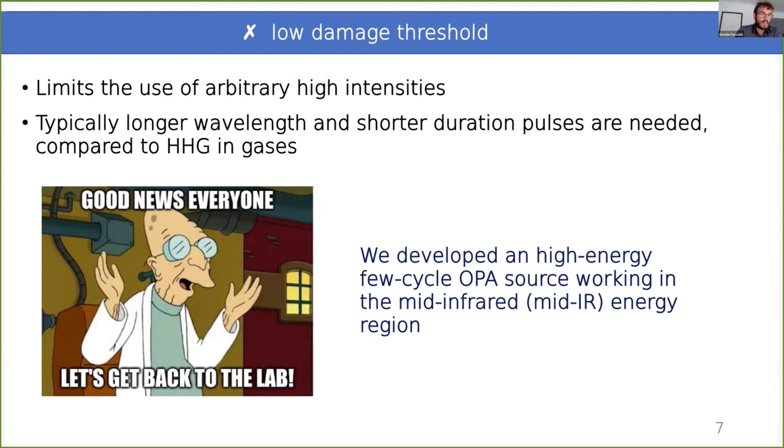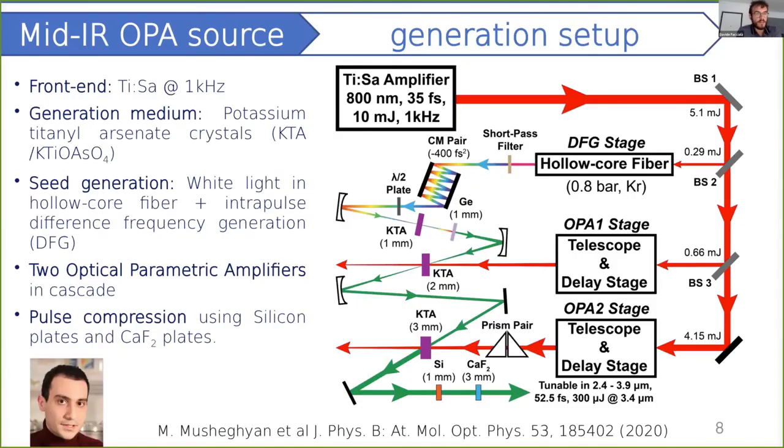This is a scheme of the setup we developed for generating this mid-IR source. Our front-end laser is a commercial titanium sapphire laser working at 1 kHz repetition rate. We first generated a white light inside a hollow core fiber filled with krypton. This white light is then compressed and focused inside a potassium titanyl arsenate crystal, KTA, for generating the mid-IR seed, which is generated by intrapulse difference frequency generation from the white light.